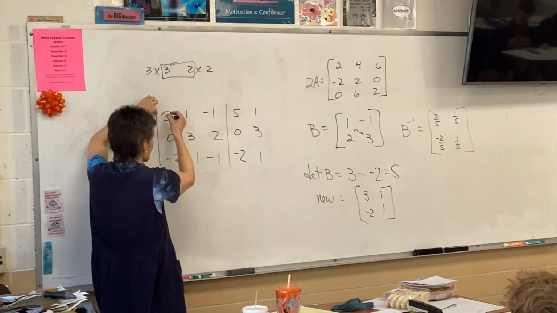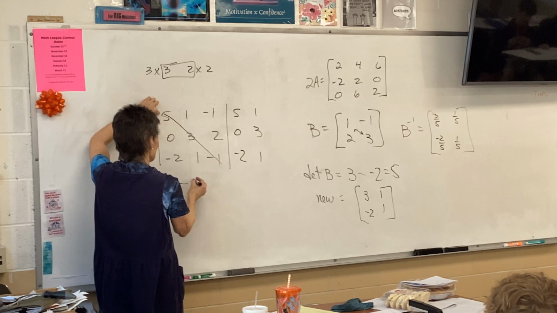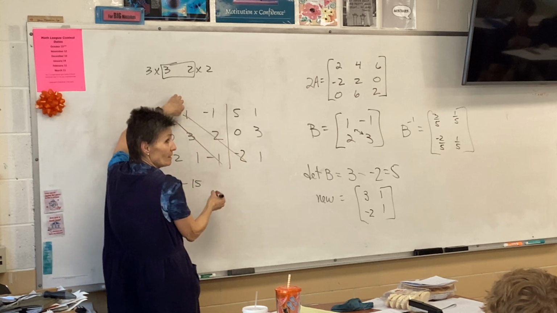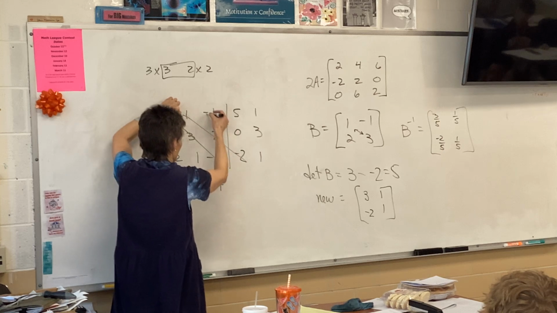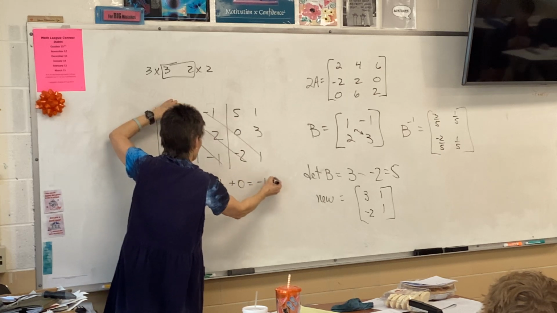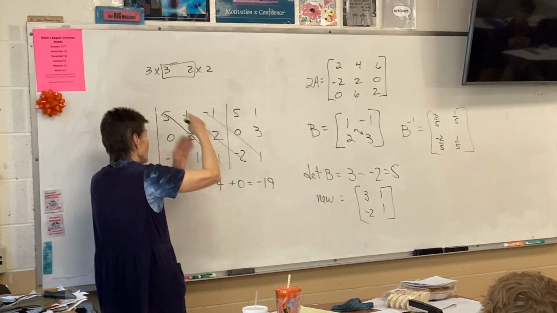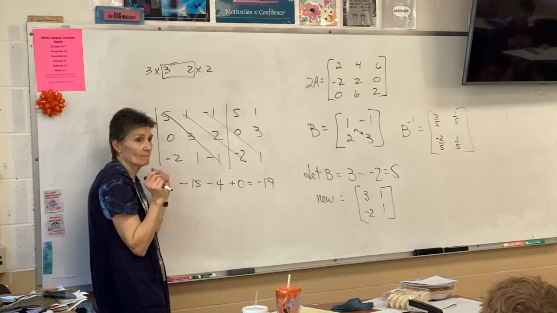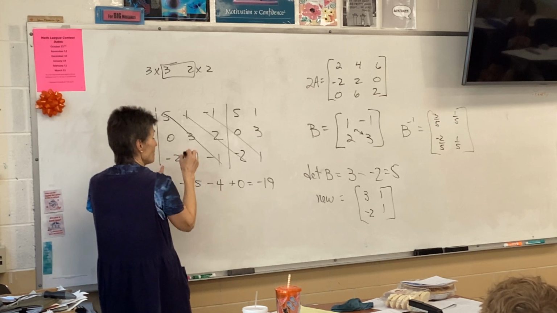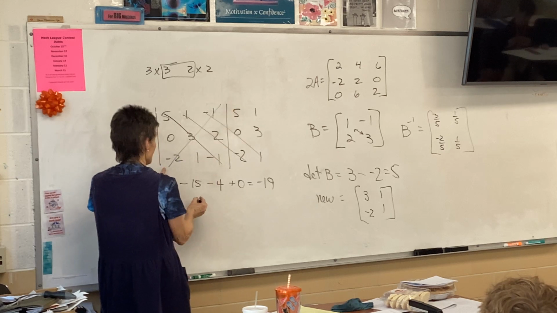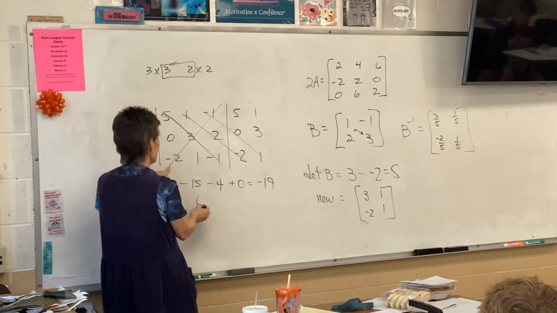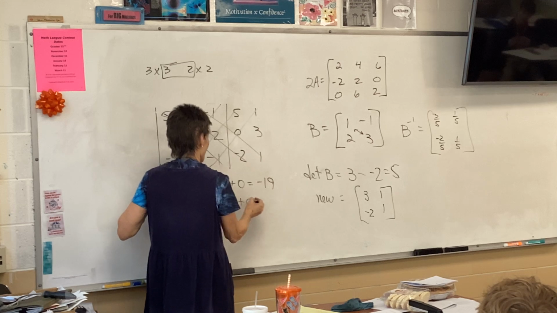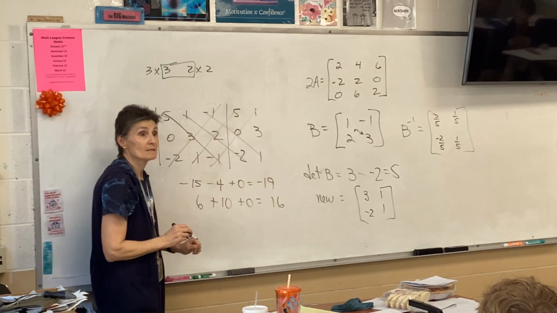multiplying right here. So that gives me negative 15. I multiply. This gives me -4, and this gives me 0. So I multiply, multiply, multiply, and then total up those answers. I got -19. So then I turn around and do the same thing. This is gonna be 6, +6. This is gonna be 10, and this is gonna be 0. So that gives me a 16.